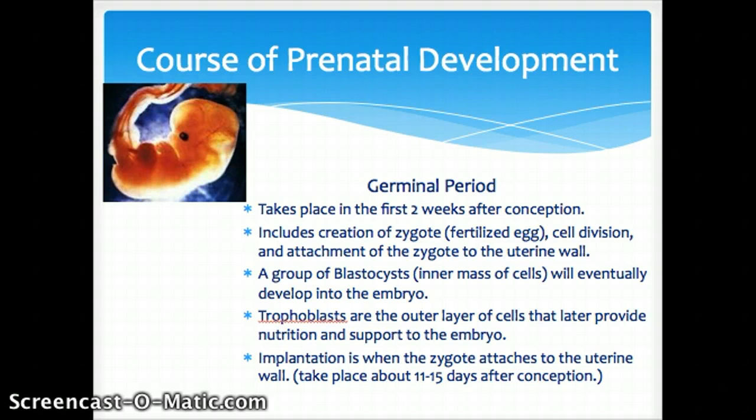A group of cells called blastocysts will develop in the embryo, and the trophoblasts, which are the outer layer of the cells, provide nutrition for the embryo. About 11 to 15 days after conception, implantation occurs. This is when the zygote attaches to the uterine wall.